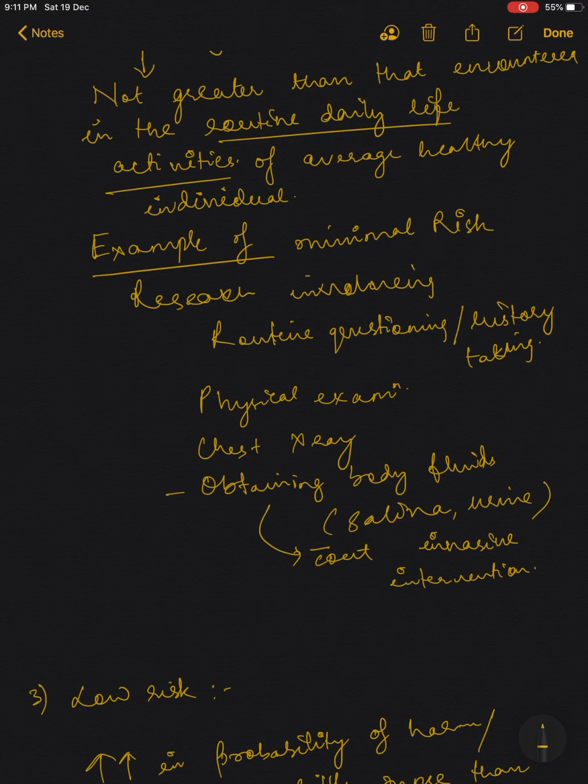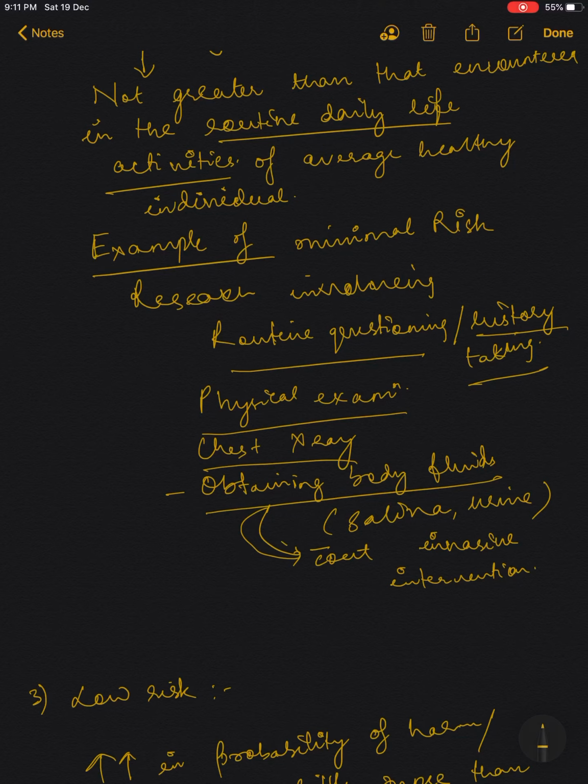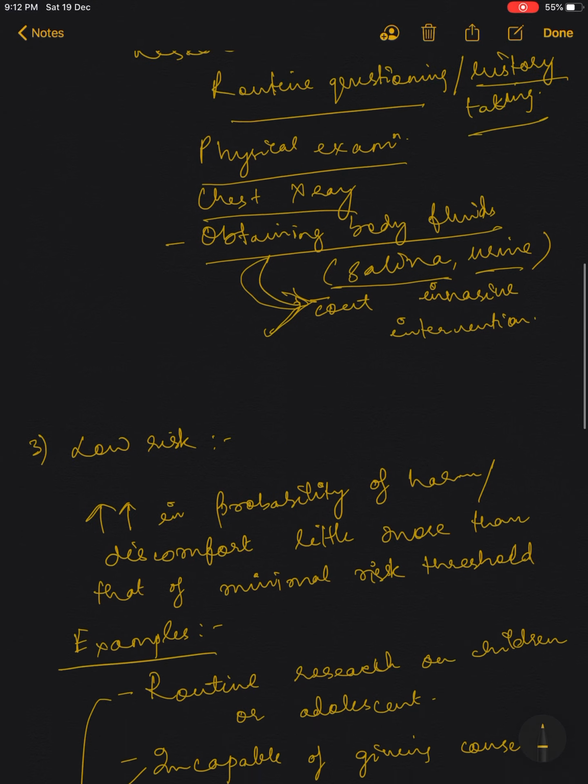So what is the example of this? Routine questioning or history taking, physical examination of the patient, chest x-ray, obtaining body fluid without any invasive intervention, like obtaining of saliva or obtaining of urine.